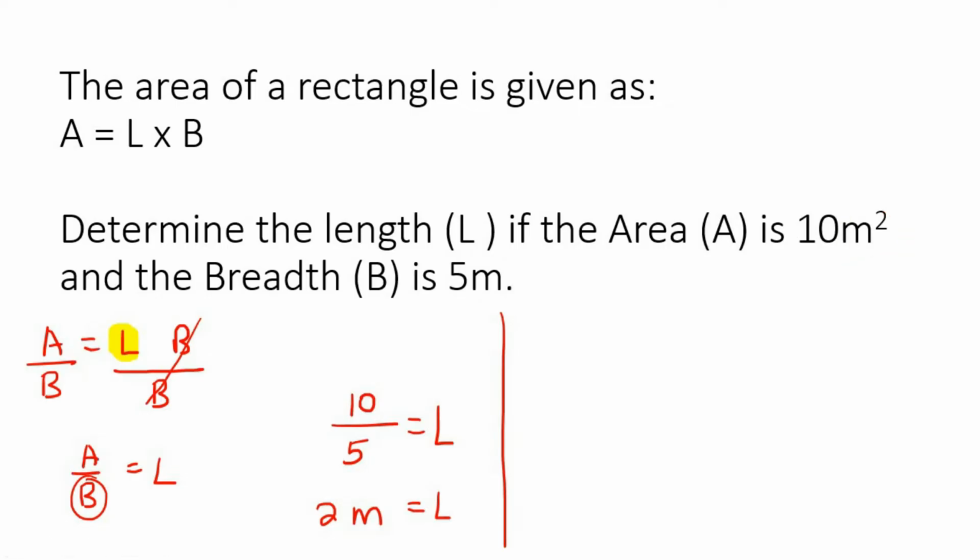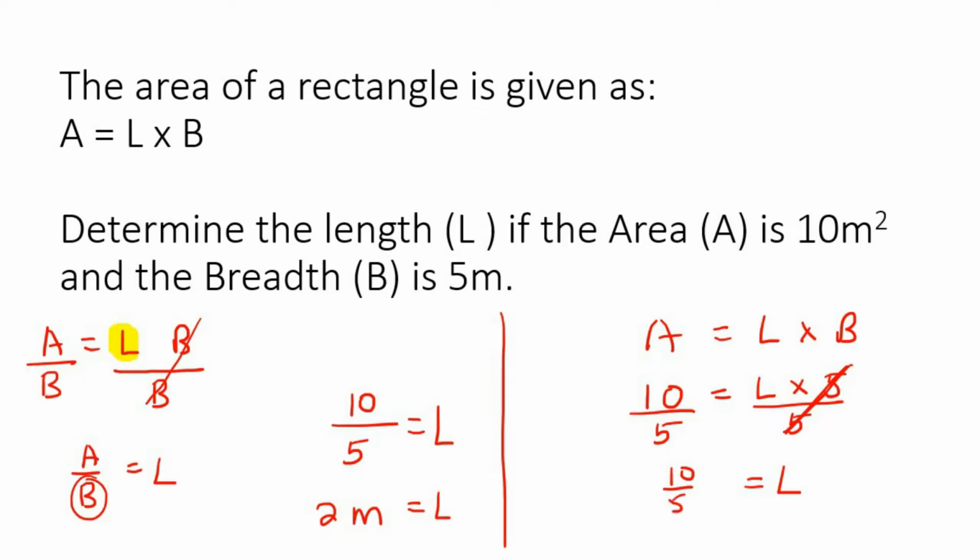Now the other way to do it is to start at the original formula and then plug in the numbers. So area is 10, length is what we're trying to find, and breadth is 5. Then we divide both sides by 5 so that we can get rid of it over there, and so length will be equal to 10 divided by 5, which is 2 meters. For the rest of the lesson I'm going to use this one where I first move the letters around and then I put the numbers in.